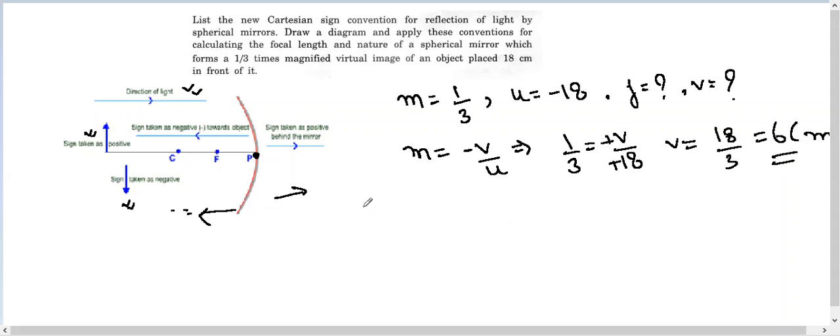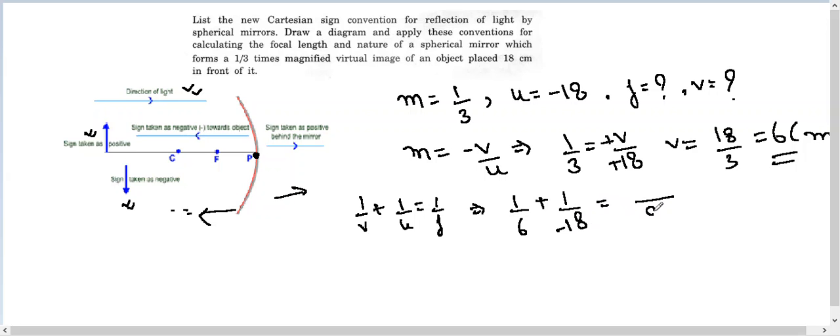Now, we know the mirror formula as 1/v plus 1/u is equal to 1/f. So, we know v as 6, and we know u as -18. So 1/6 minus 1/18, putting in the LCM, 3 minus 1 upon 18. So it's 2 upon 18.